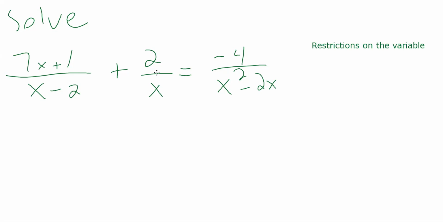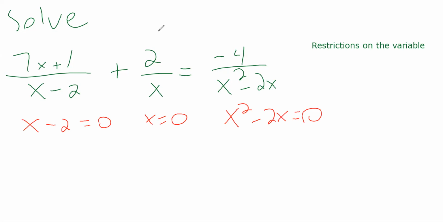So let's try it out. We've got to set this first denominator equal to 0. We've got to set this denominator over here equal to 0, and we've got to finally set this denominator equal to 0. And now we've got to solve each of them for x. This first one, bada bing, bada boom. All we have to do is add 2 to both sides, and you'll get x equals 2. And notice we're not actually solving the equation at all yet. All we're doing is deciding what should not be allowed. What are the restrictions on the variable?